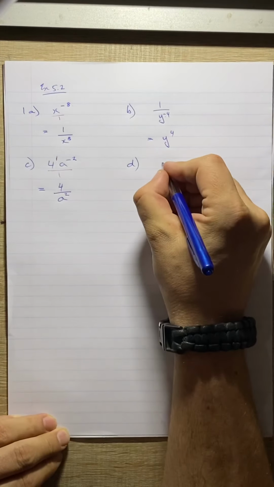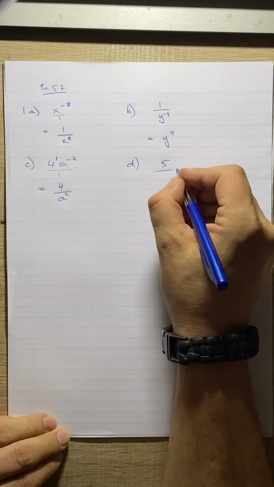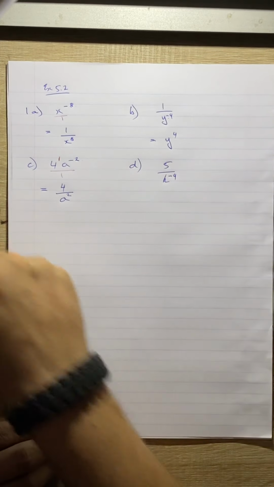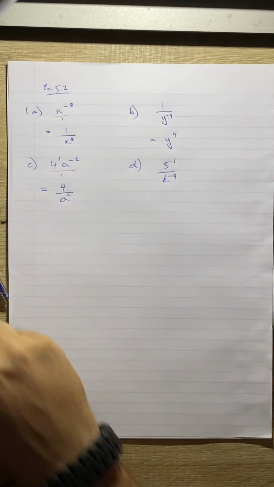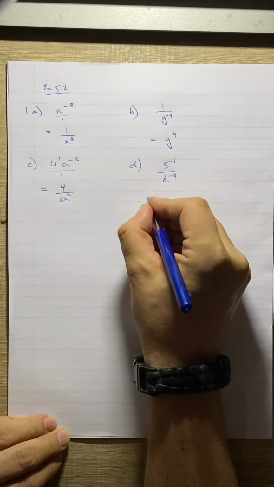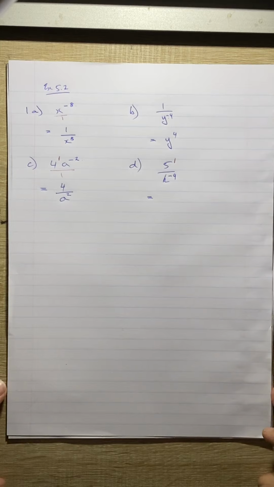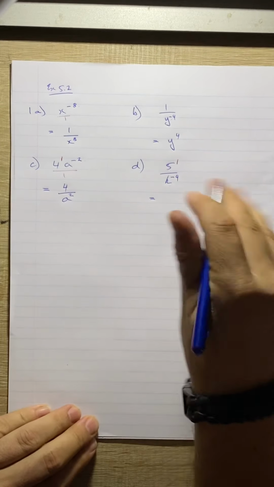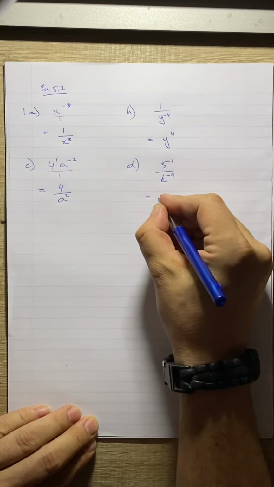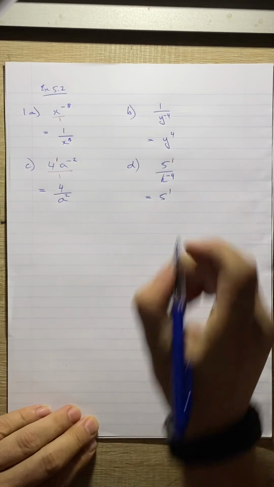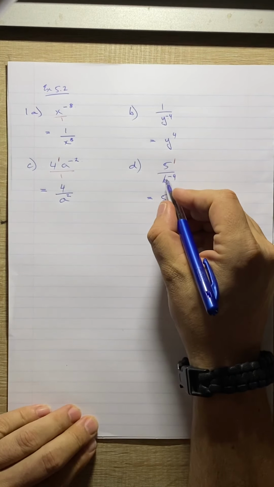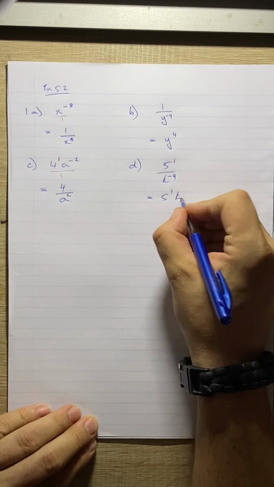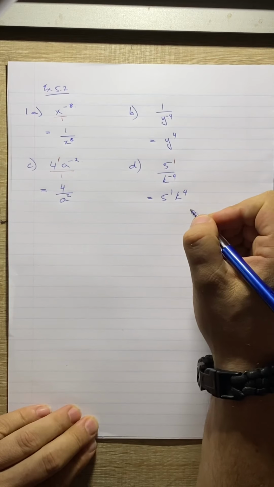We've got 5 over k to the minus 4. Again, I'm just going to fill in the invisible exponent there. And I'm only going to change things that have the negative exponent. So 5 to the positive 1 stays where it is. Okay. Then this one wants to be in the opposite place. So it's at the bottom. It wants to come to the top. So it's k to the 4.